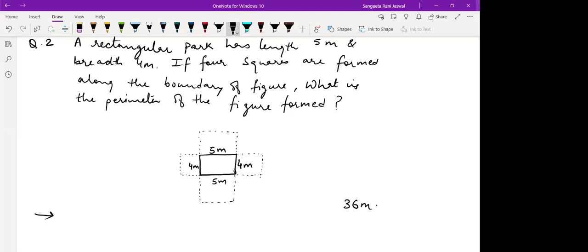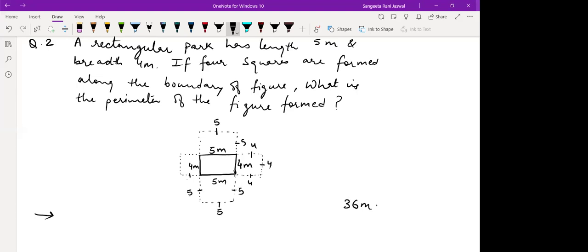Yes, what is the answer? Yes, Bhavesh, give me the answer. Ma'am, I did not understand how to find. See, you have to find the perimeter along this dotted boundary. Now this is the new boundary. So let's take this side as 5, this as 5, this is 4, this is 4, this is 4 meters, this is 5 meters, this is 5 meters.